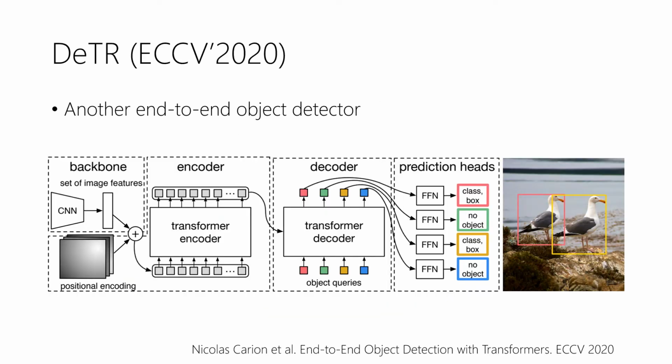Another work I would like to mention is from Facebook AI Research called DETR. It directly applies the encoder-decoder architecture of transformer to the object detection problem, which is also an end-to-end object detector.